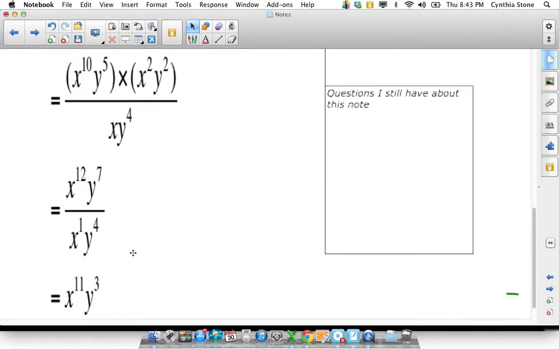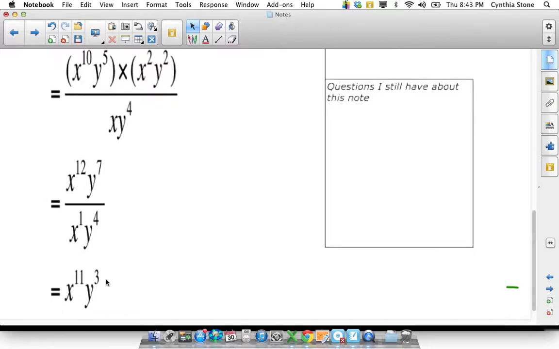Excuse me. Now I use the quotient rule. X to the 12 minus 1 is x to the 11. Y to the 7 minus 4 is y to the 3. And that's as simplified as I can get.